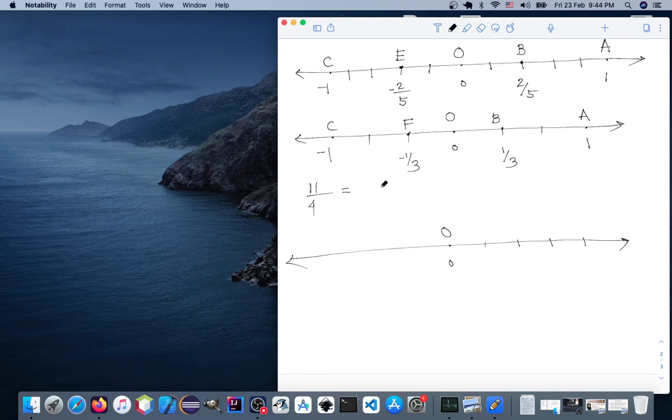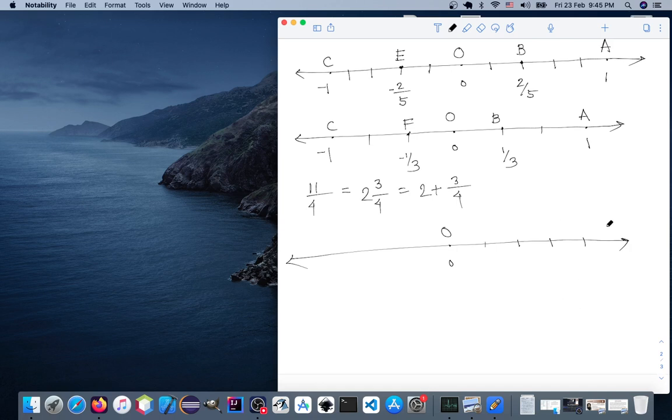So if I convert this into a mixed fraction, this will be something like this: 2 and 3 by 4. So 2 whole parts and then 3 by 4 as a fraction, which means if I divide a unit distance into 4 equal parts, then three such equal parts will be 3 by 4. So this equals 2 plus 3 by 4. So 2 unit distances plus 3/4 of a unit distance.